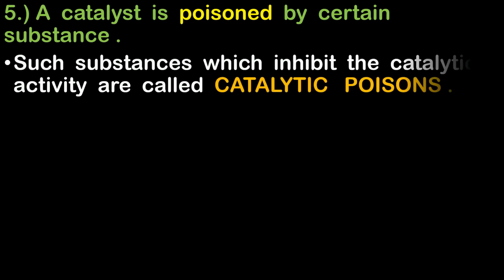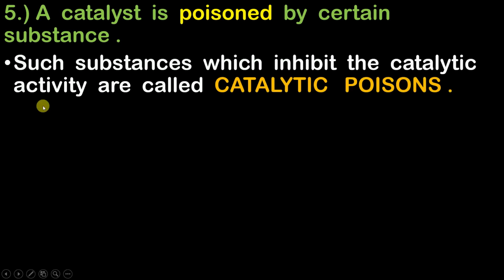Moving on with the fifth general characteristic. A catalyst is poisoned by certain substances. Now, what is the meaning of this? There are certain substances present in the reaction which make the catalyst inactive. Because of those substances, the catalyst becomes inactive, which means the catalyst cannot have its effect of increasing the rate of the reaction. Let's understand this also with the help of an example.